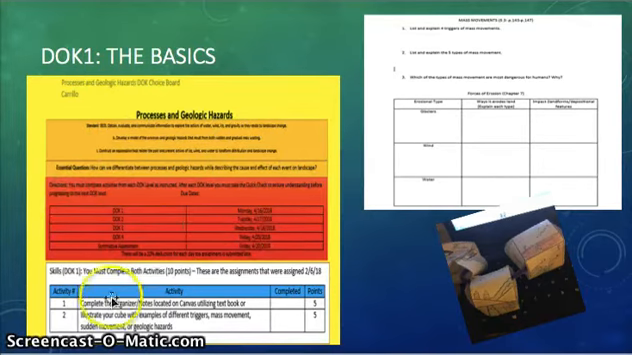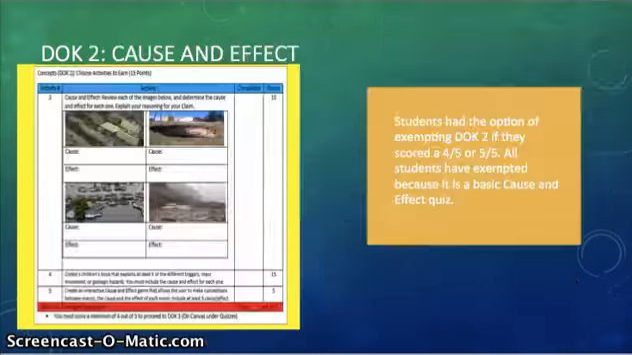And then this particular screen is my DOK1. As you can see, this is very basic. They had these notes to complete, and then they had to create a cube where they drew examples of geologic hazards, maybe the solutions to geologic hazards, or the impact of the geologic hazards. Then they could go to DOK2.